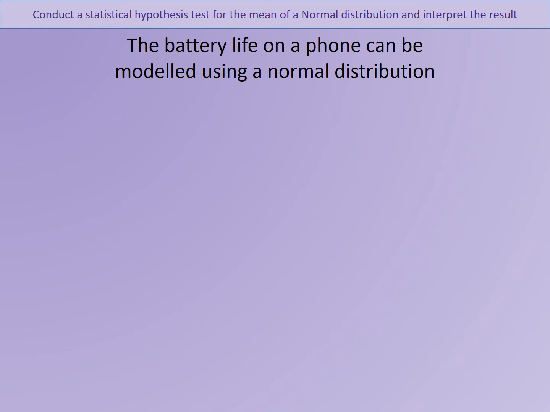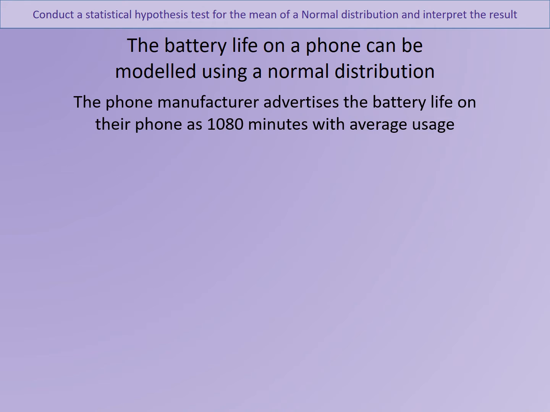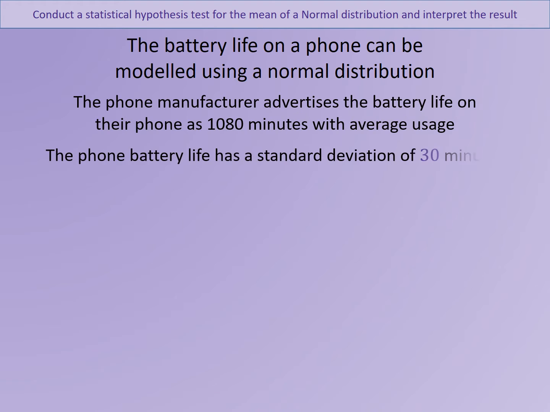Okay, so the battery life on a phone can be modelled using a normal distribution. So we just looked at normal distribution, so the battery life on your phone can be modelled using a normal distribution. The phone manufacturers say that the battery life on their phones is 1080 minutes with average usage. They also state that the phone battery has a standard deviation of 30 minutes.